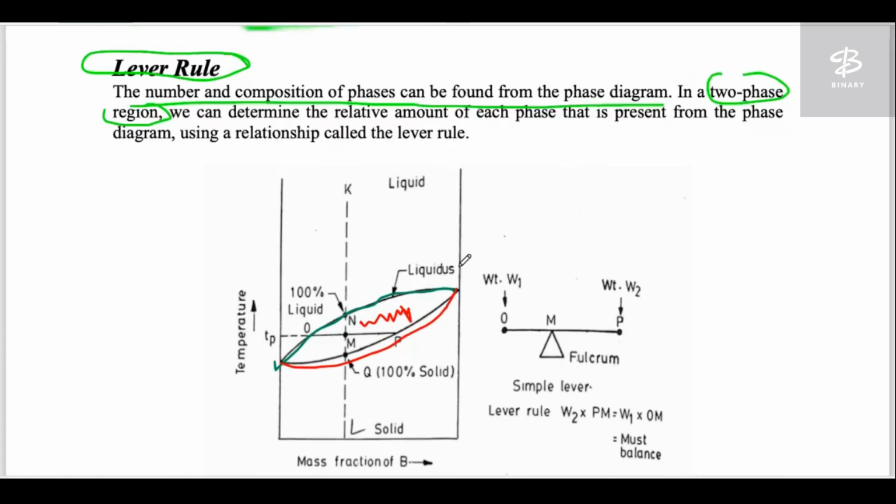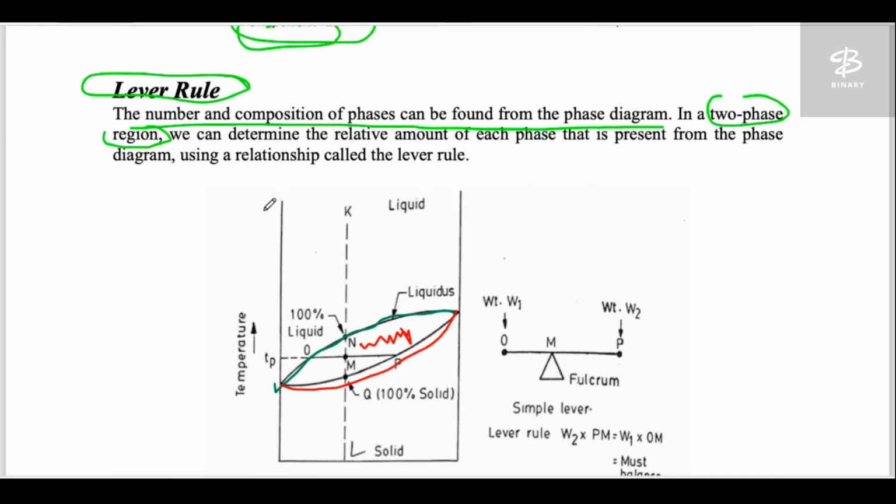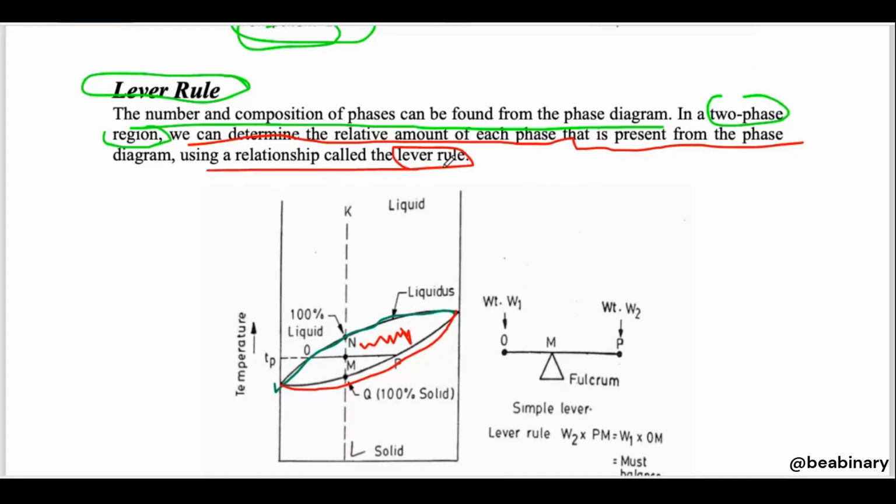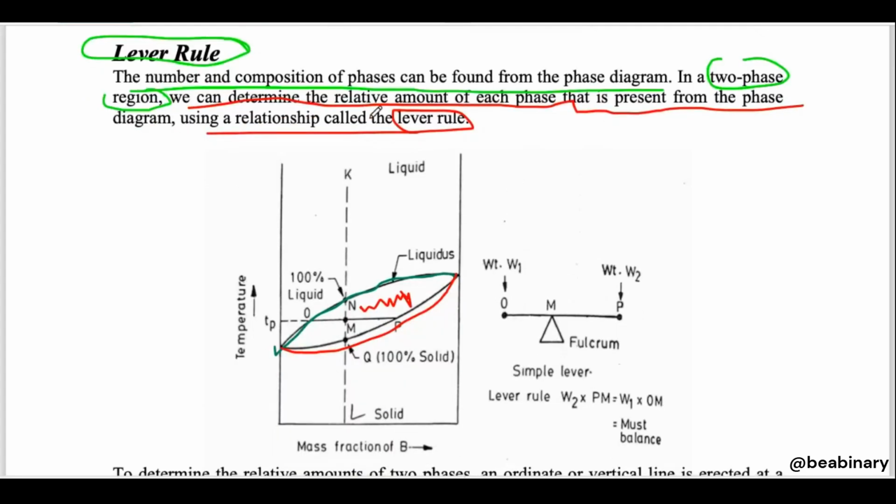So how is it defined? For determining the phases, we can determine the relative amount of each phase present from the phase diagram using the relationship called the lever rule. So how can you apply the lever rule? It's very simple. See at what temperature you are supposed to calculate. Just define the temperature. Once you have defined it, draw the horizontal line and see at what points it cuts.